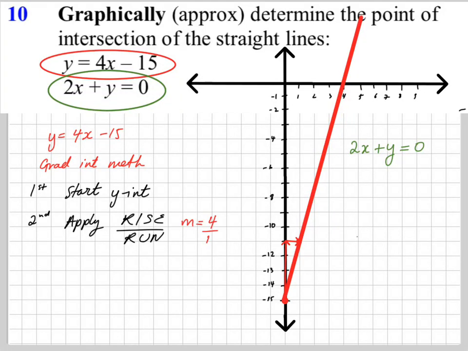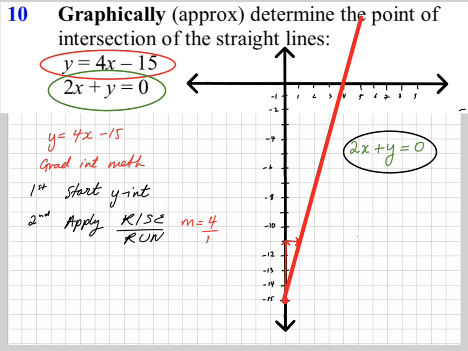Okay, we're just going to continue on question 10. So we worked out y is equal to 4x minus 15. We've drawn the graph. Now we've got to find the other equation. Once we find the other equation, then we should be able to determine the intersection of those two straight lines. So I'm going to draw or attempt to draw this equation here.